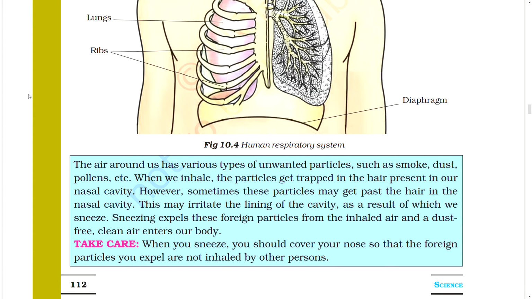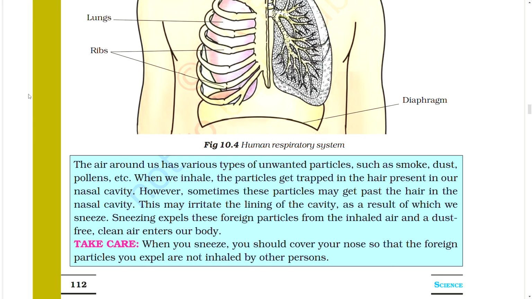The air around us has various types of unwanted particles such as smoke, dust, pollens, etc. When we inhale, the particles get trapped in the hair present in our nasal cavity. However, sometimes these particles may get past the hair in the nasal cavity. This may irritate the lining of the cavity, as a result of which we sneeze. Sneezing expels these foreign particles from the inhaled air and dust-free, clean air enters our body.